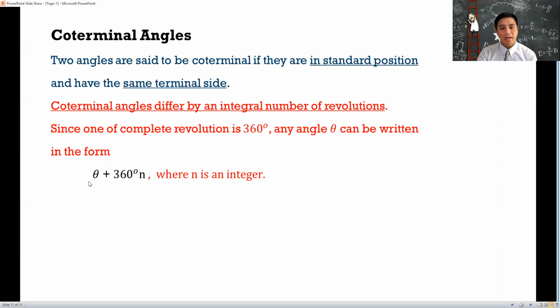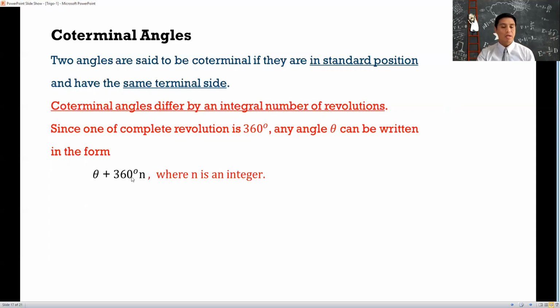So this black font colored text is a formula to find all the coterminal angles to an angle theta. Your angle theta will be the given angle, and you use this formula to find the coterminal angles. It means there are infinitely many coterminal angles to one single angle, because your n can be any integer, can be 1, can be 2, can be 3, and so on.